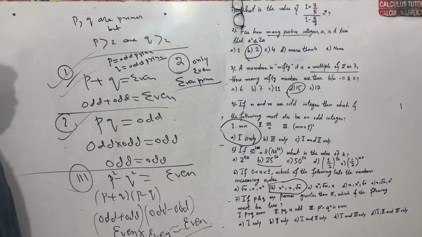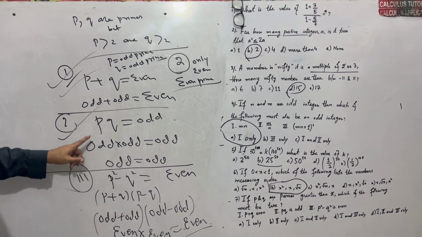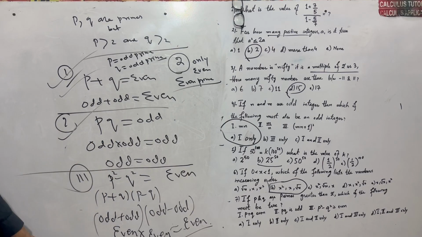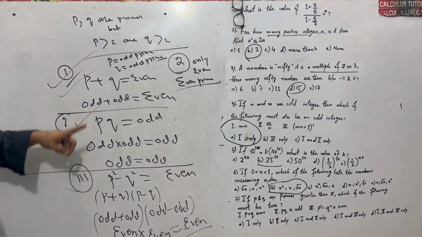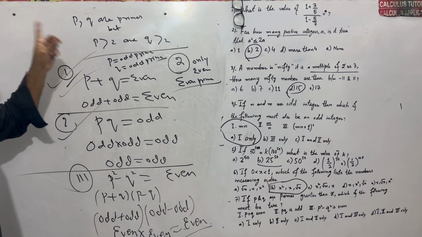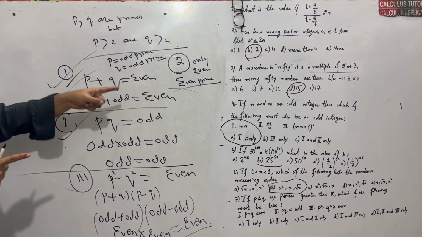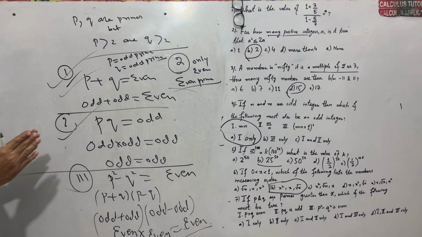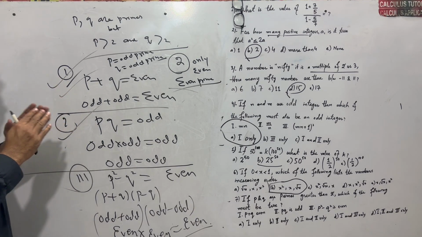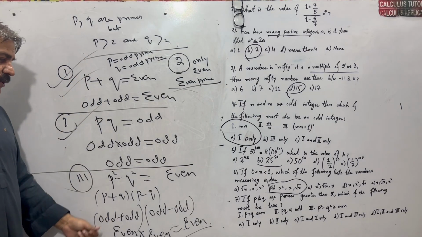P plus Q is even. Good. We have done so. Yes, it is even. P times Q is odd. Yes, it is odd. P square minus Q square is even. Yes, it is even. Provided that P and Q are odd primes, because 2 is the only even prime and we have been forbidden to take 2. The values of P and Q are greater than 2, which means they are odd primes. Simply they are odd.